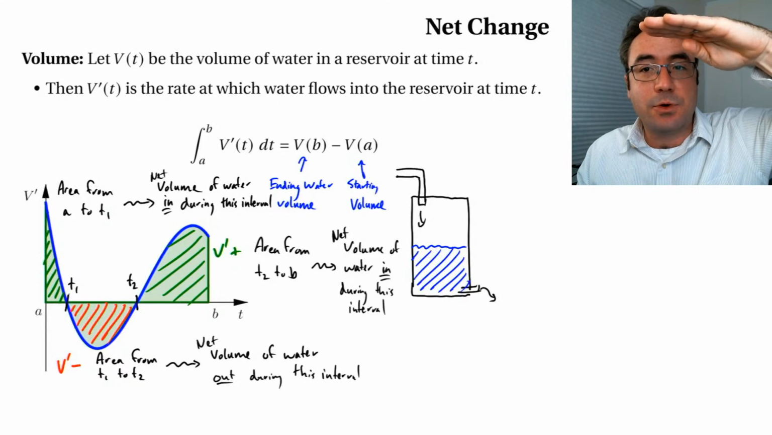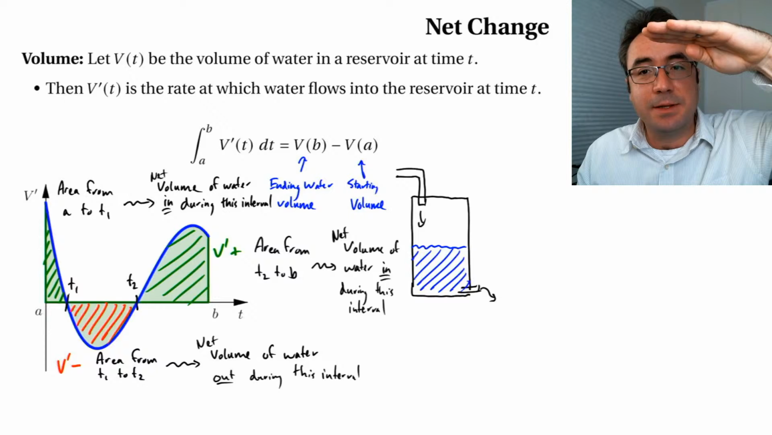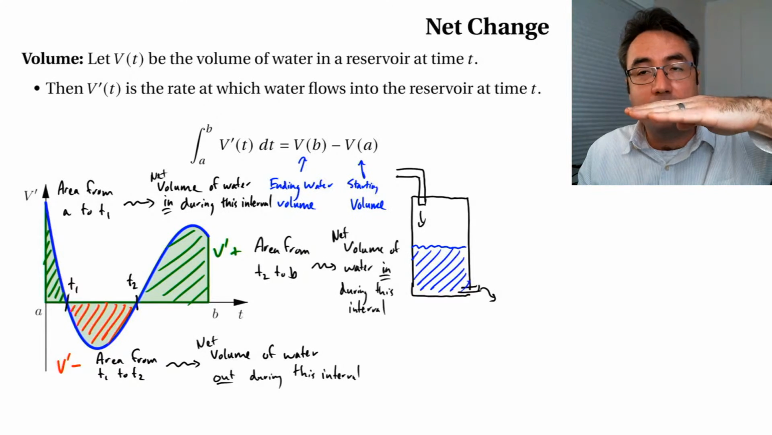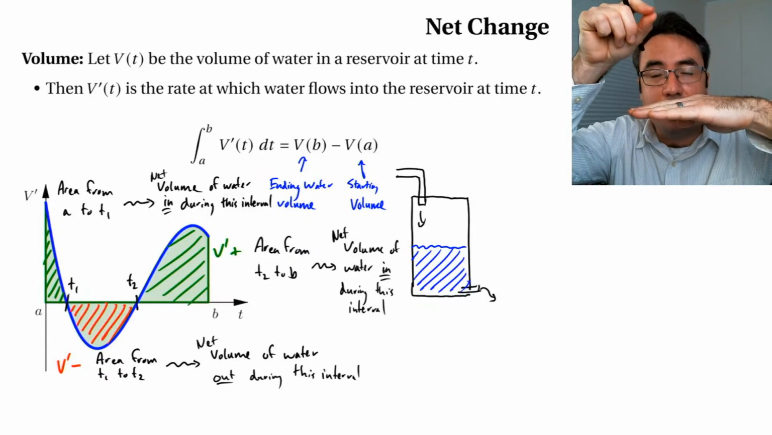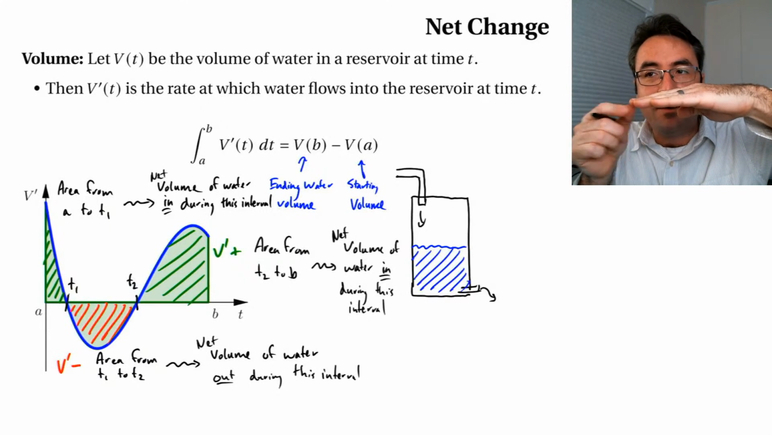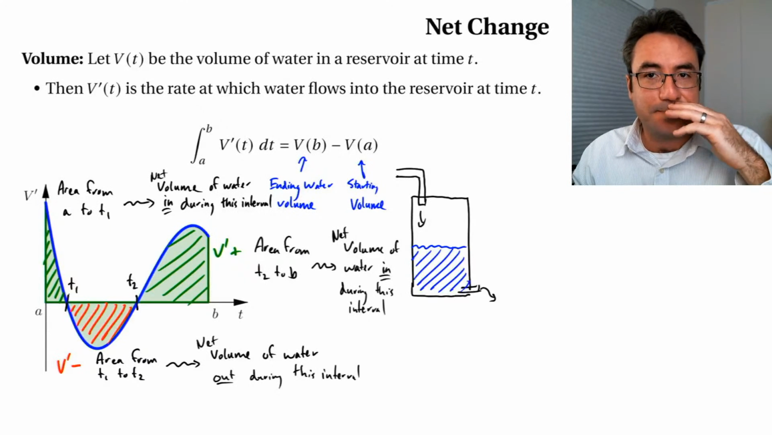Now when V prime drops below the horizontal axis, what happens? Well, our water level starts to go down. So we might still have water pumping into our system, but now we have more water that's draining out.